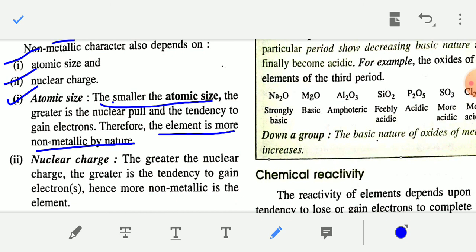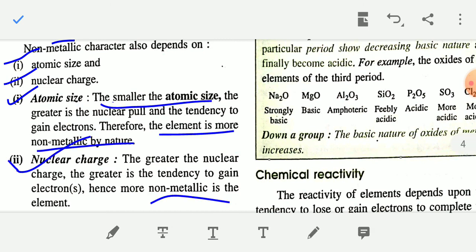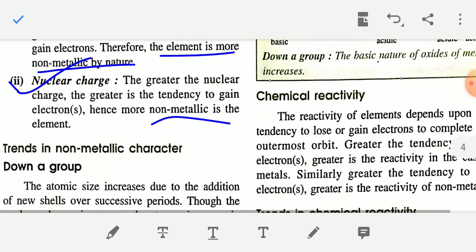Okay, and nuclear charge: greater the nuclear charge, greater is the tendency to gain electrons. Hence, more non-metallic is the element.